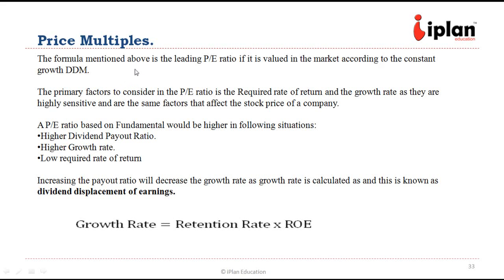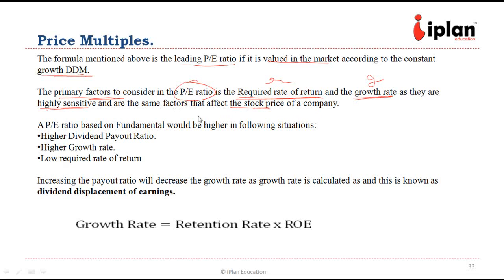This is the leading PE ratio and it is valued in the market according to the constant growth DDM, dividend discount model. So from the formula we can understand that the primary factors which are considered in this PE ratio are the required rate of return, that is R, and the growth rate, that is G, which is assumed to be constant throughout. So they are very sensitive. Since their difference is used in the denominator, a small change in them may have a large change in the stock price.